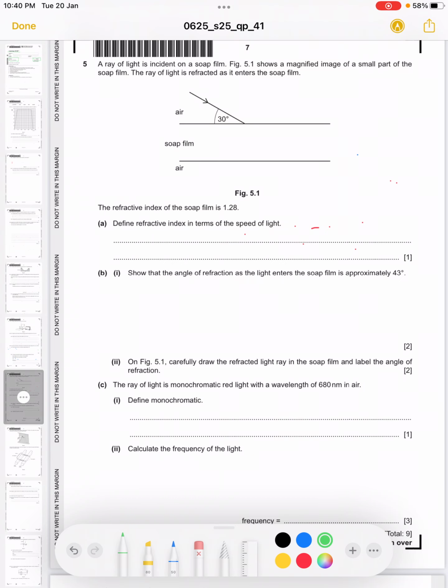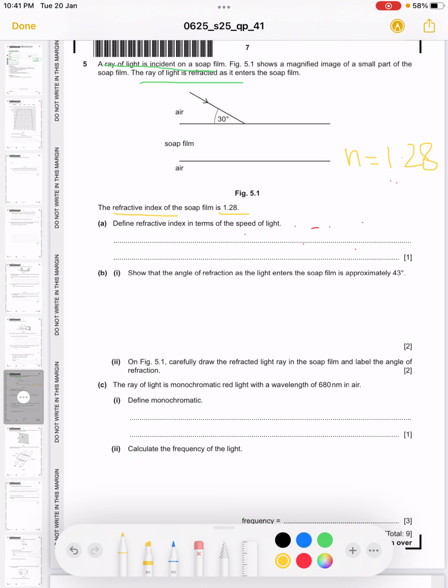A ray of light is incident on the film. Figure 5 shows a magnified image of a small part of the film and the ray of light is refracted. This light will refract as it enters the film. The refractive index of the film is 1.28. I am just highlighting the data that is given, n equals 1.28. Define this refractive index in terms of speed of light.